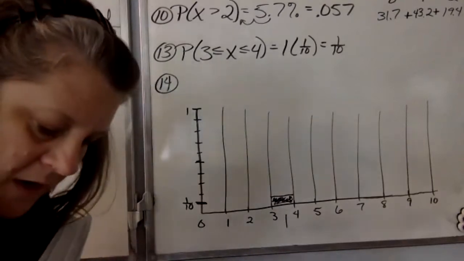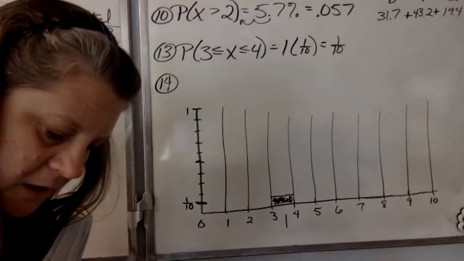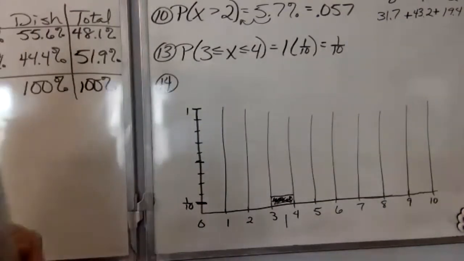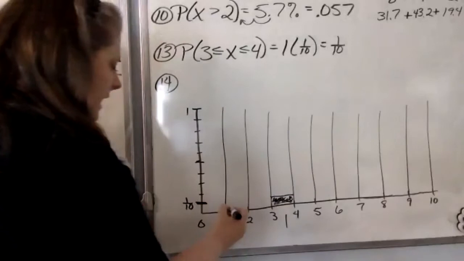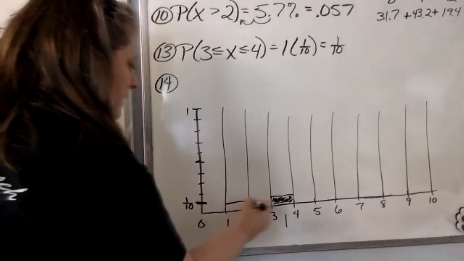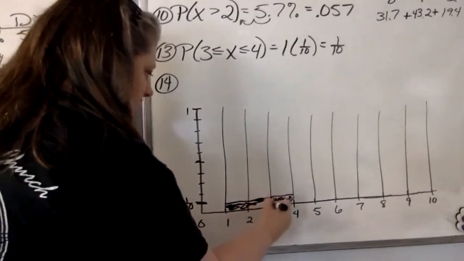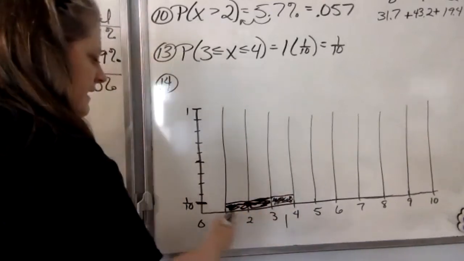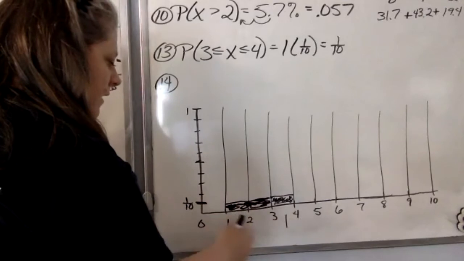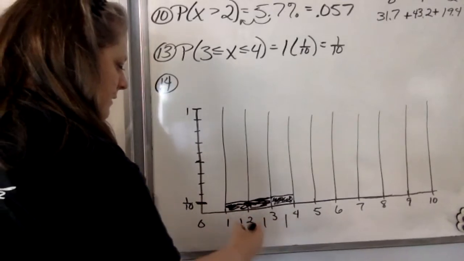This was a spinner. What is the probability that the spinner will stop between 1 and 4? So instead of just 3 and 4, it can be from 1 to 4. So it's all of this part now. So instead of just being 1, how long is it all the way across there?